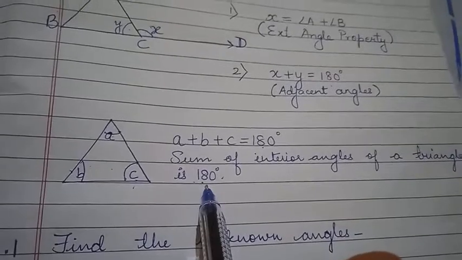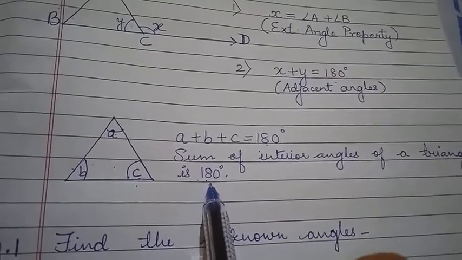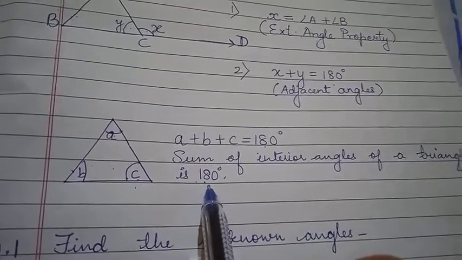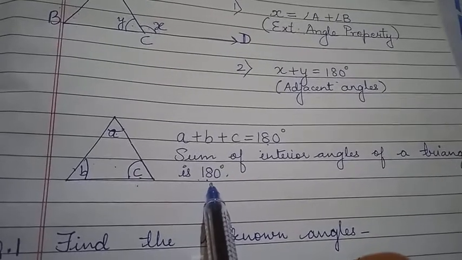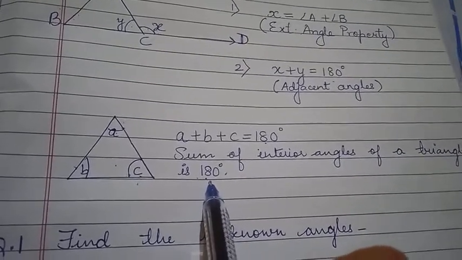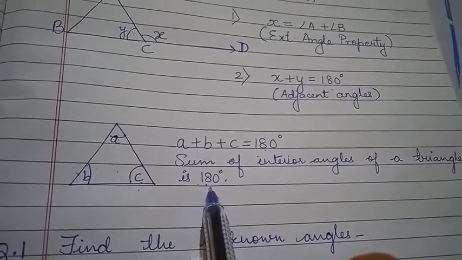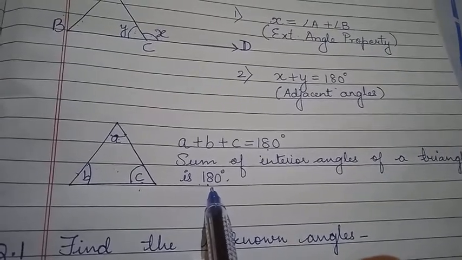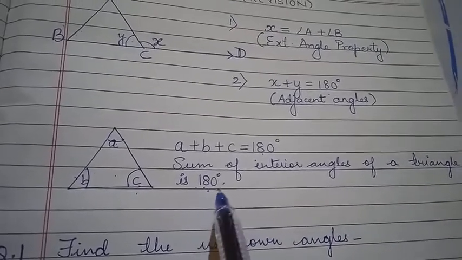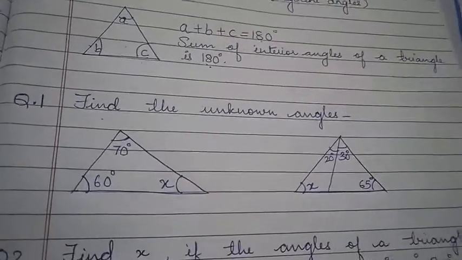Alright. So to find out whether these are angles of a triangle, what should we do? We should add them and find the sum. So the sum should come 180 degrees. Right? Okay. So here, question number 1.